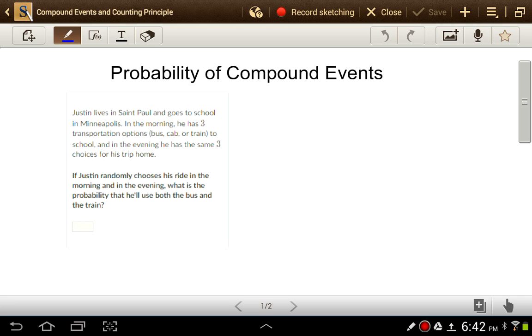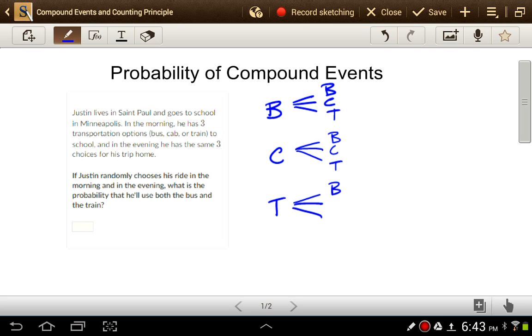In this first question, it's talking about Justin, and he's taking a ride to school. He can take either a bus, a cab, or a train to school, and then he has the same choices coming home. So the first thing I want to do is figure out all the options. I'm going to abbreviate. Going to school, he can do the bus, cab, or the train. And then coming home, he has three options. So again, we want to put those three options off those first three. So here we can do bus, cab, train, bus, cab, train, bus, cab, train.